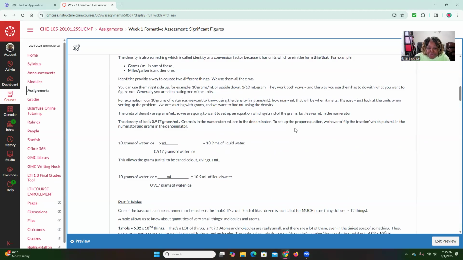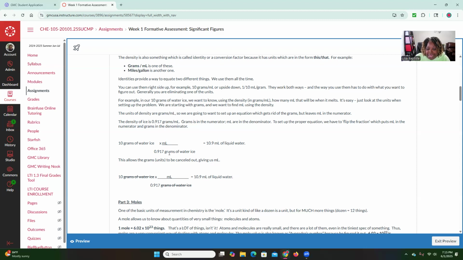And so say you are starting out with 10 grams of water, okay, in the form of ice, and you want to know how many milliliters you have. You're given the information of the density, which is 0.917 grams per milliliter. So we're going to start off with our 10 grams of water. We're going to multiply it by milliliters over 0.917 grams of water.